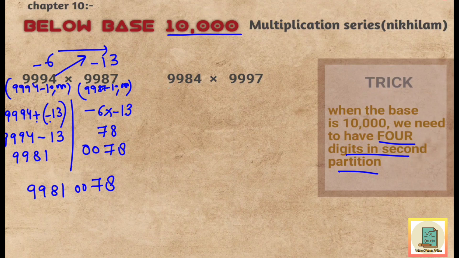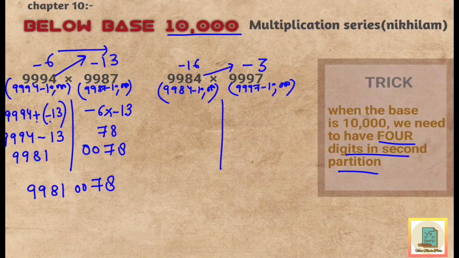So here let's find out the deviations. So 9984 minus 10,000 gives you minus 16 as deviation, and 9997 minus 10,000 gives you minus 3 as deviation. Now make a partition. First number plus the second deviation in the first partition. So 9984 minus 3, and in the second partition minus 16 multiplied by minus 3. So in the first partition we get 9981, and in the second partition minus multiplied by minus is plus, and 16 multiplied by 3 we get 48.